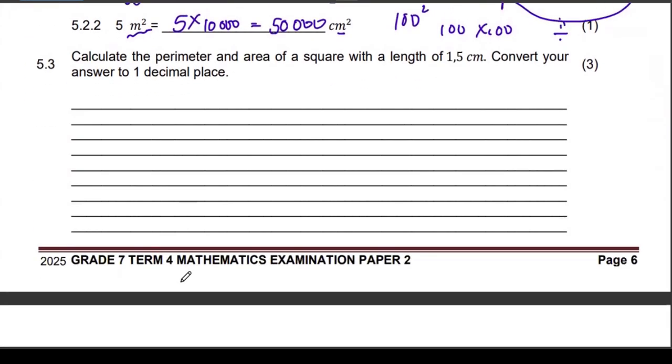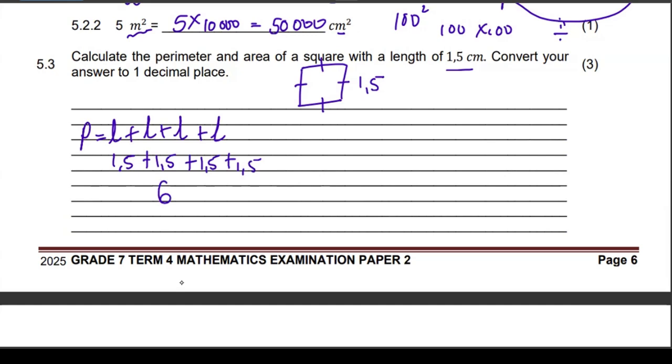5.4. Calculate the perimeter and the area of a square that's having this length. Convert your answer to 1 decimal place. Okay, so if this is our square, all the sides are equal. If that's 1,5, we know that perimeter is going to be length plus length plus length plus length, or just 4 times 1 length. So 1,5 plus 1,5 plus another 1,5 plus another 1,5. So this gives me 6 centimeters.